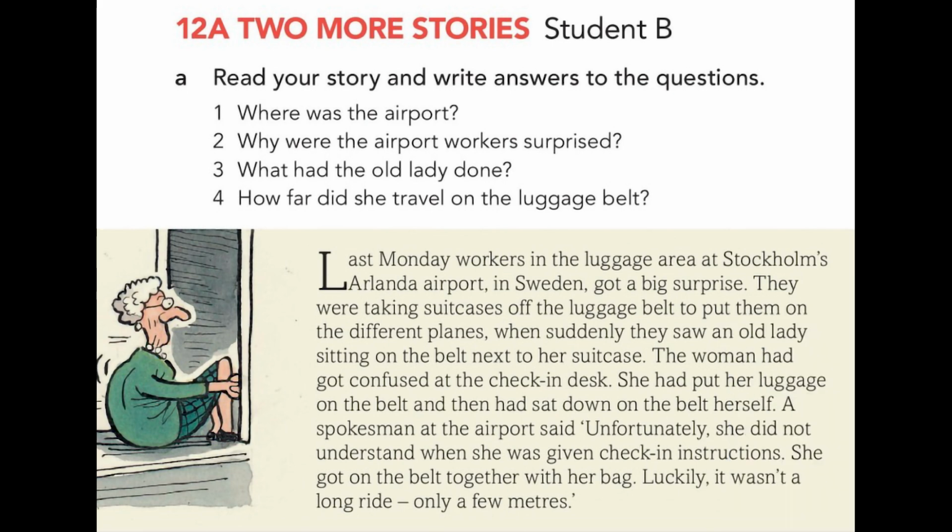Last Monday, workers in the luggage area at Stockholm's Arlanda airport in Sweden got a big surprise. They were taking suitcases off the luggage belt to put them on the different planes, when suddenly they saw an old lady sitting on the belt next to her suitcase. The woman had got confused at the check-in desk. She had put her luggage on the belt and then had sat down on the belt herself. A spokesman at the airport said, unfortunately, she did not understand when she was given check-in instructions. She got on the belt together with her bag. Luckily, it wasn't a long ride, only a few meters.